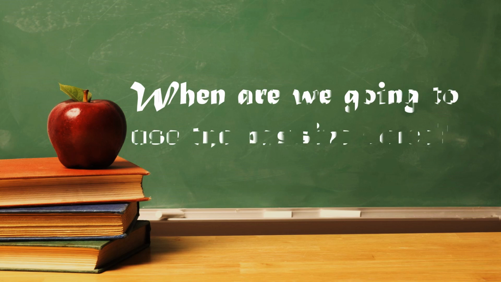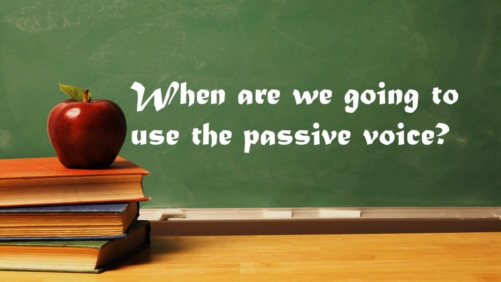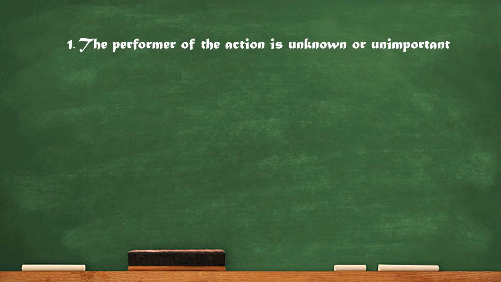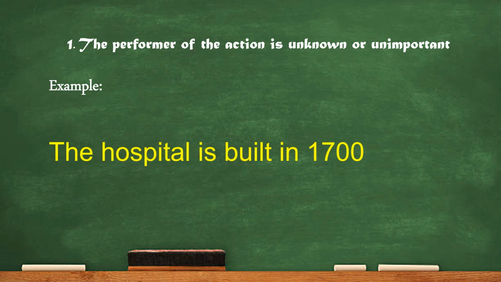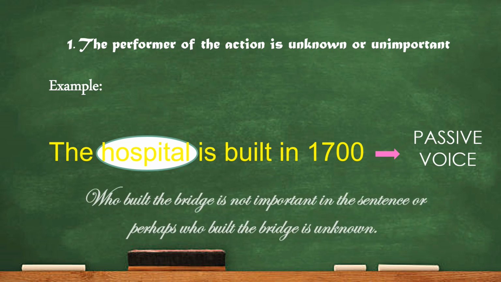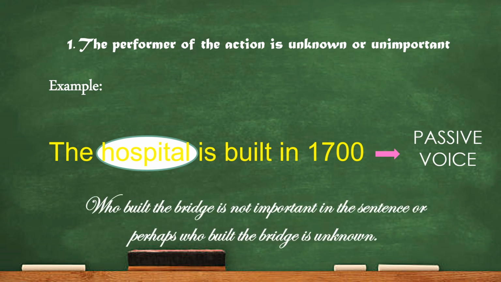When are we going to use the passive voice? When the performer of the action is unknown or unimportant. For example, the hospital is built in 1700. We can say that the hospital is receiving the action. Therefore, this sentence is written in passive voice. The sentence has no object. Who built the hospital is not important in the sentence, or perhaps who built the hospital is unknown.